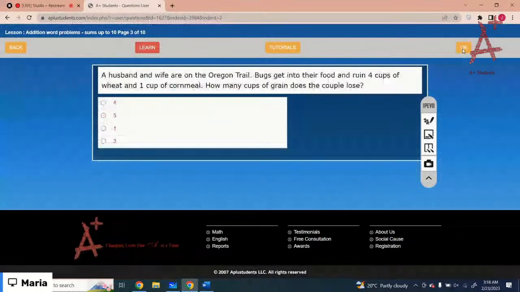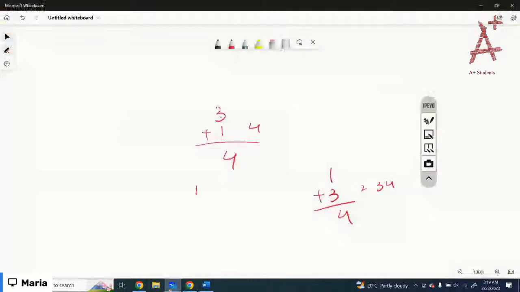Okay, a husband and a wife are on the Oregon Trail. Bugs get into their food and ruin 4 cups of wheat and 1 cup of cornmeal. How many cups of grain does the couple lose? Got it? So they ruin 4 cups of wheat and 1 cup of cornmeal. So you have to add 4 plus 1. Start with 4 and add 1, 4 plus 1 makes 5. Got it? That means a total of 5 cups of food is ruined.